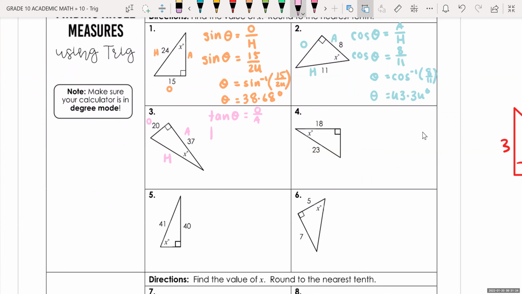Okay, so tan theta is what we're trying to find. Opposite is 20/37. This is going to be tan inverse of 20/37. You guys may have already got the answer. What'd you guys get? 28.39 degrees is correct. You got something different? Sorry, I thought I heard someone say they got something different.